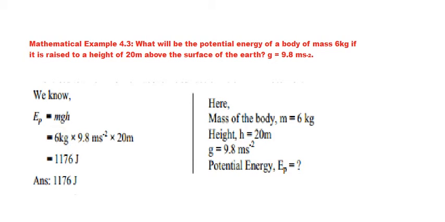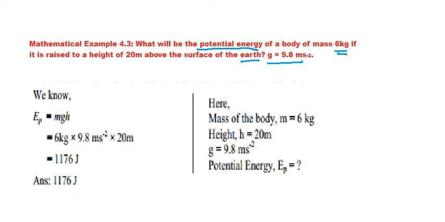So here we will be solving a problem regarding potential energy. So let's start the problem. The problem is, what will be the potential energy of a body of mass 6 kg if it is raised to a height of 20 meter above the surface of the earth. The g value is given, 9.8 meter per second square.